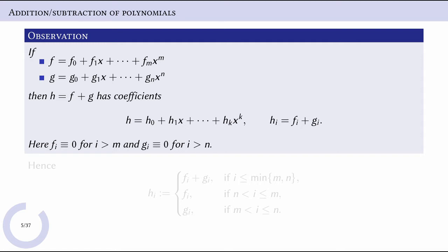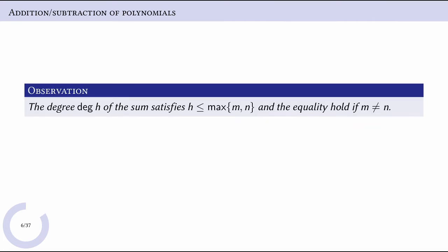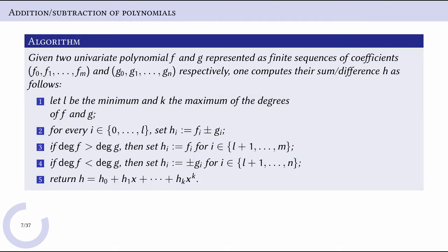So we can express this in a compact formula that h_i is f_i plus g_i if i does not exceed the minimum of the two degrees, and once we reach the minimum, then we just rewrite the tail of this polynomial. So this clearly defines the addition and subtraction of polynomials. This is the first algorithm that we deal with, so I will rewrite it once again in an explicit form.